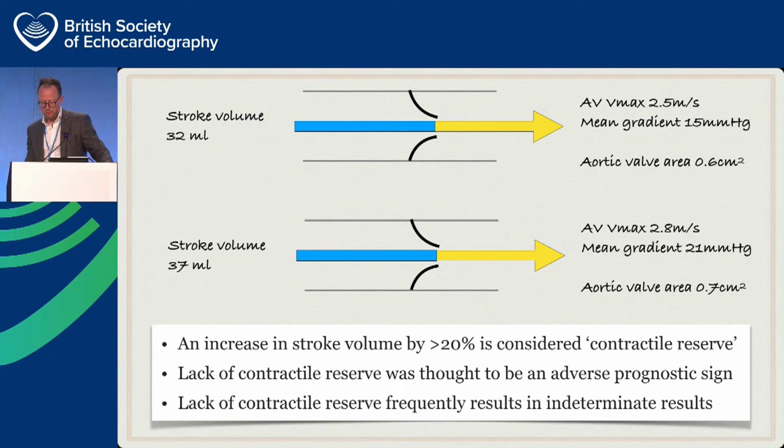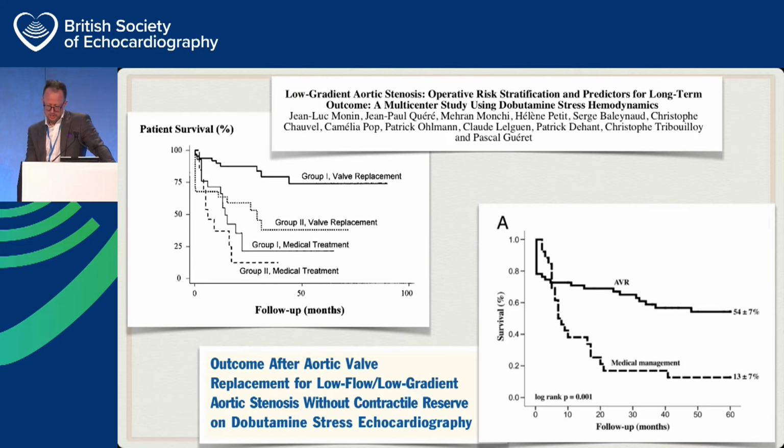So let's take the same patients we were talking about before. The stroke volume was 32 mils. Let's say it goes up to 37 mils. That's not a contractile reserve. Unsurprisingly, we can't interpret the result. But what happens if it went up to 48 mils? It's still not approaching the normal level for what we would consider a normal patient. Here we talk about when you've got these patients without contractile reserve, it's traditionally been thought of as a really poor prognostic indicator, and they seem to do very, very badly.